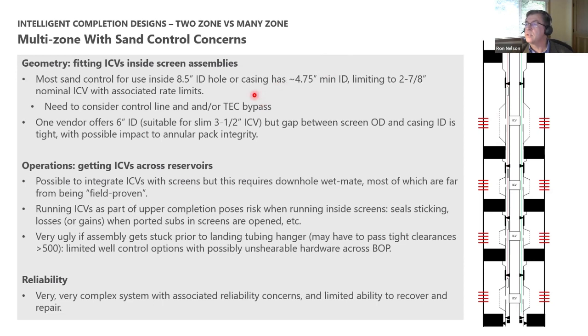But one of the big ones is fitting your ICVs inside the screen assemblies. Most common sand control we use in deep water is inside of an 8.5-inch hole. So it could be an 8.5-inch open hole, like for horizontals, or 8.5-inch ID on the casing. Most sand control systems that work inside that casing size have about a 4 3/4-inch minimum ID. Inside that ID, about the largest ICV you can fit is a 2 7/8 nominal ICV.